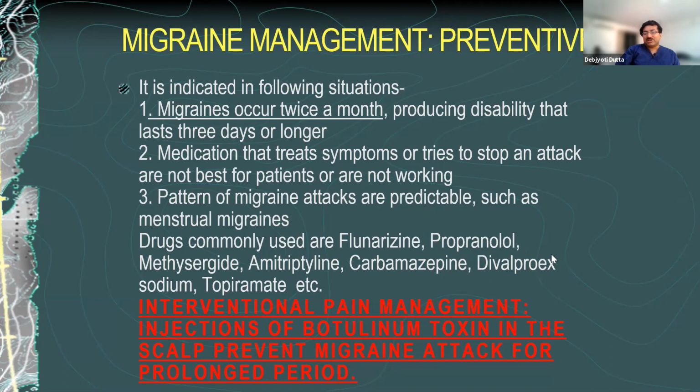Divalproex sodium is commonly used, but especially in patients of childbearing age, you should avoid this. Here we should start with a 250 milligram dose, then increase. With topiramate, we should consider the chance of angle closure glaucoma, and topiramate is a drug that can reduce weight. So if the patient is overweight and has migraine, you can easily use topiramate. Among interventional pain management techniques for chronic migraine, botulinum toxin injection in the scalp is indicated to prevent migraine attacks for a prolonged period.